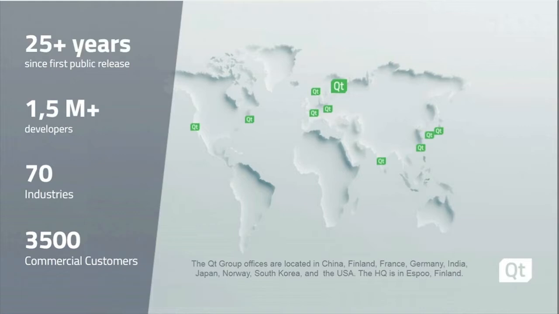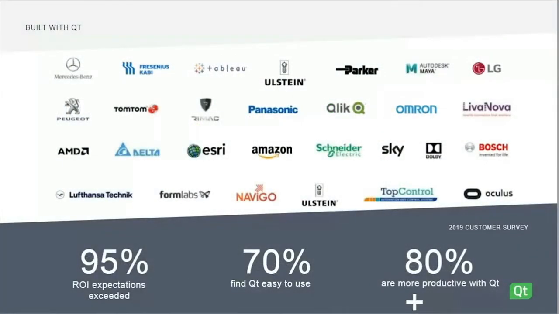And the Qt Company is the company driving the roadmap and the development of the Qt framework. It's an international company with more than 400 employees across the globe, and we have more than 3,500 commercial customers across 17 industries. You can see some of our reference customers here in this slide. There are some well-known names.